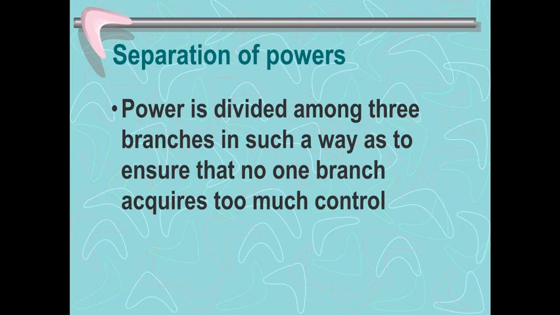So the third one is the separation of powers. So that talks about powers being divided among 3 branches of government, so our legislative, judicial, and executive branch. And it also ensures that no one branch acquires too much control. So again, they all have their individual powers, but they don't have so much control where they overtake the other 2 or overtake different parts of government.